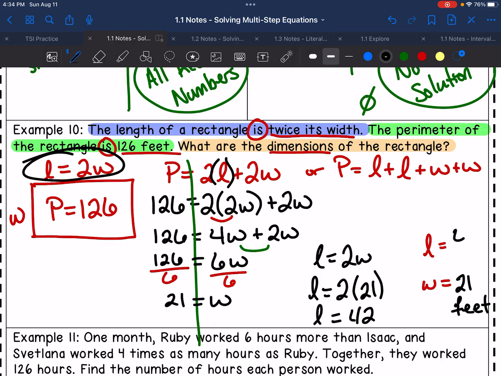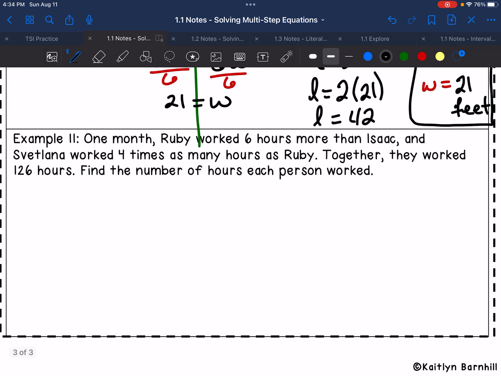All right. And then I have solved the problem. Those are my answers. Those are the dimensions. I could test them out to see if they're true by finding my perimeter using 42 and 21 as my length and my width and making sure it equals 126. All right, last one here.